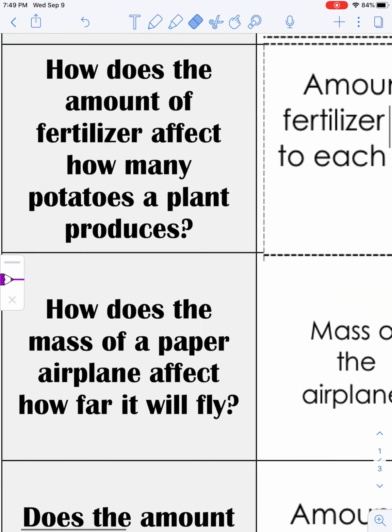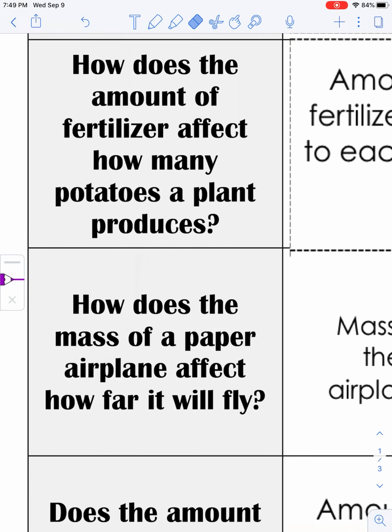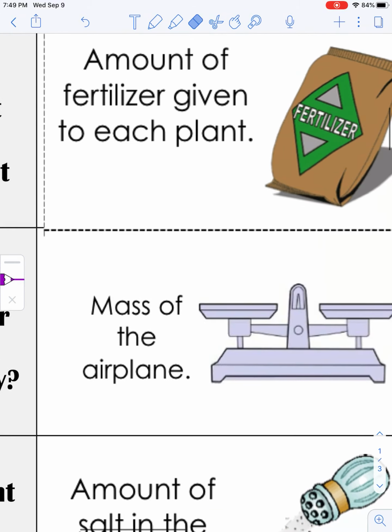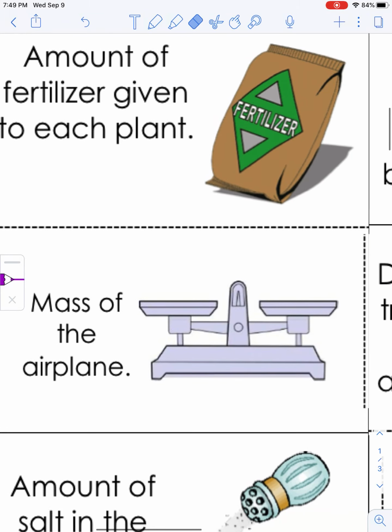All right, let's take a look at this next one. How does the mass of a paper airplane affect how far it will fly? Alrighty, so what we are purposely changing will be the mass of the airplane. So how you're going to do that is you're going to use different types of paper. Maybe you would use an index card, and then maybe a piece of printer paper, or a piece of lined paper, or a Post-it. So all of those pieces of paper have different masses, and would therefore change the mass of that airplane.